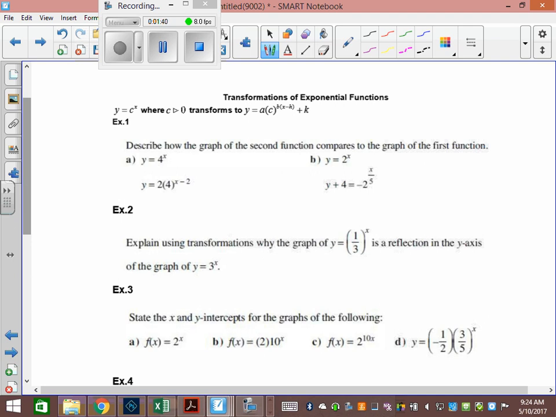Okay, both of these have base 4. It says, describe the graph of the second function compared to the graph of the first function. So what does this 2 do in front? Vertical stretch by a factor of 2 about the x-axis. What's this x minus 2? Yep. Horizontal translation to the right.